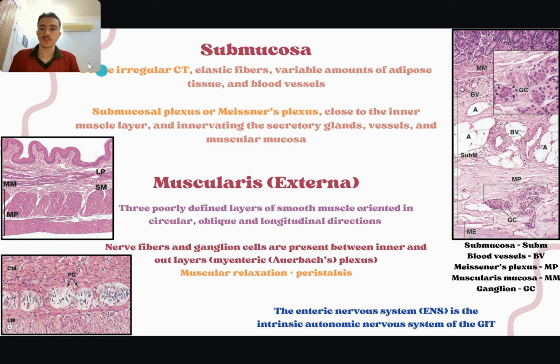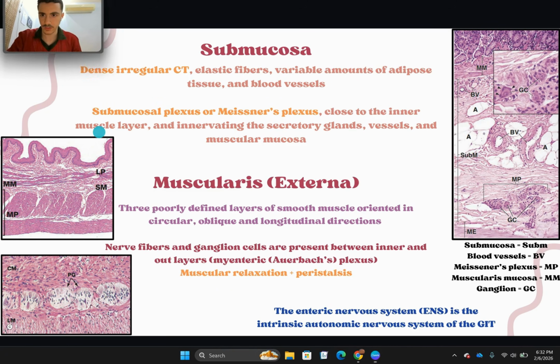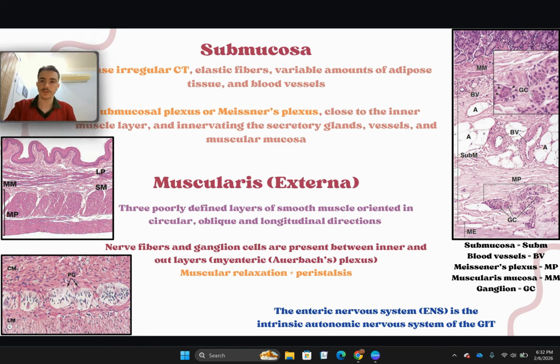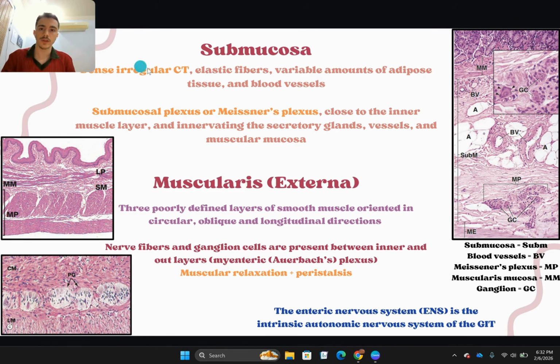For the submucosa, it's dense, irregular connective tissue, with elastic fibers, some amount of adipose tissue and blood vessels. As you can see in the slide, you can find a lot of white areas. These are the blood vessels with adipose tissue. The submucosal plexus, or Meissner plexus, is close to the inner muscular layer and innervates secretory glands, vessels, and muscularis mucosa. This one, as you can see, MB, is the muscular plexus.